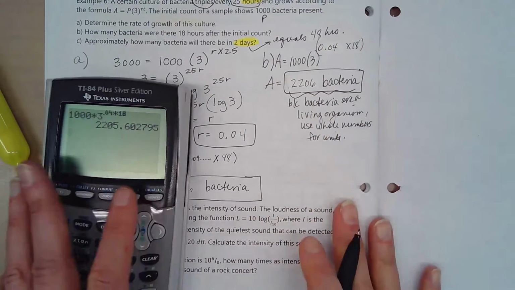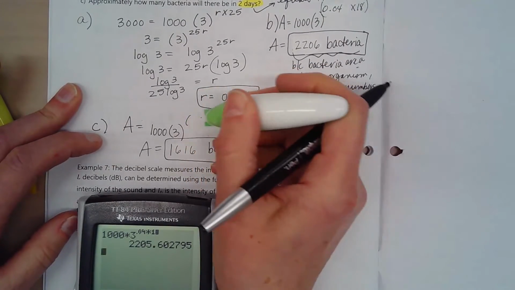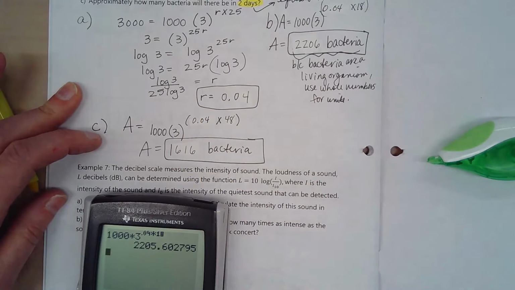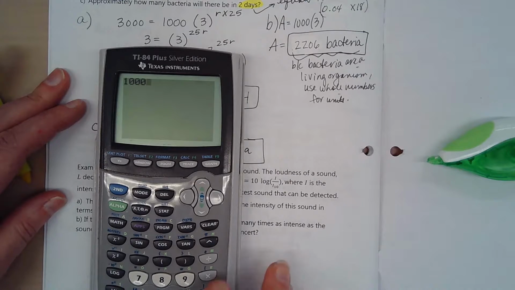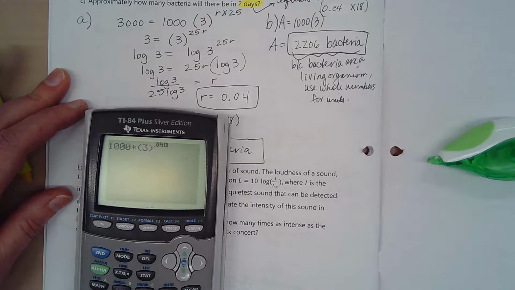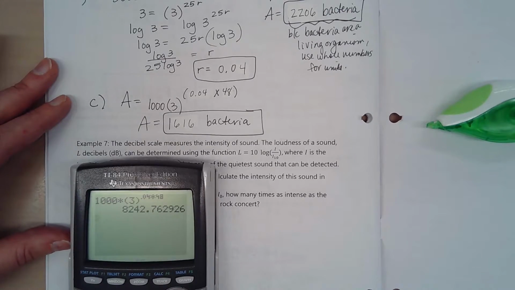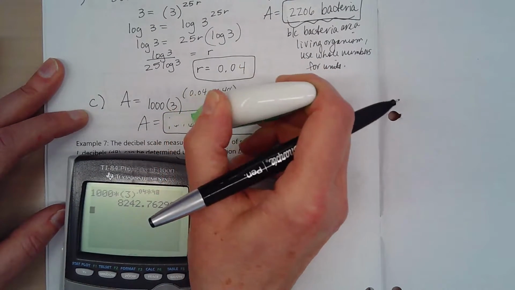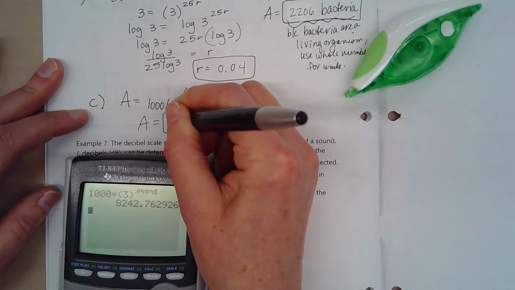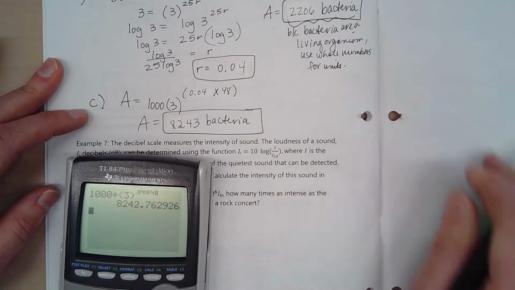Okay, let's try this one now. I gotta redo this one. So this is 0.04 times 48. So 1,000 times base 3 exponent 0.04 times 48. That sounds better, right, Eduardo? 8243. So 8243 bacteria.